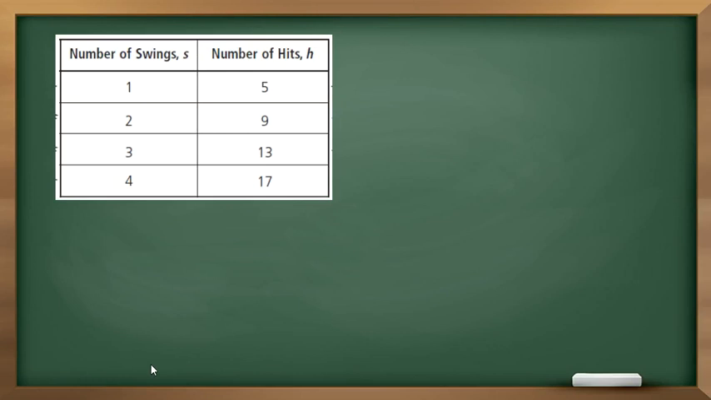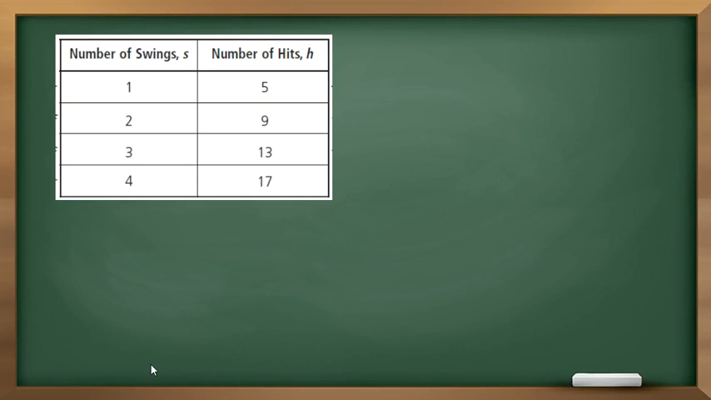Okay, so this is a relationship between the number of swings and the number of hits, and what we're going to try to do here is figure out what's happening, so figure out the pattern, and then write an equation to represent the pattern. So the first thing we might want to do is look at each piece individually and see what's happening.